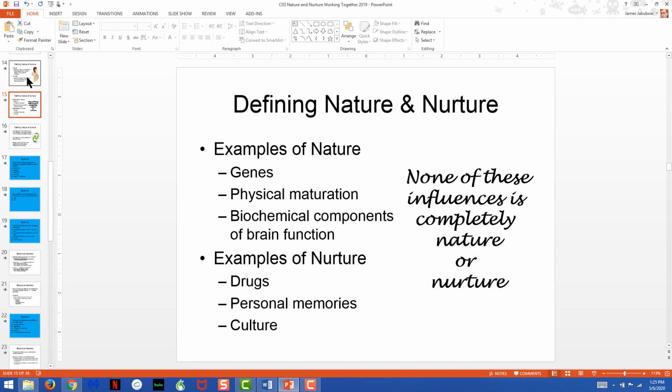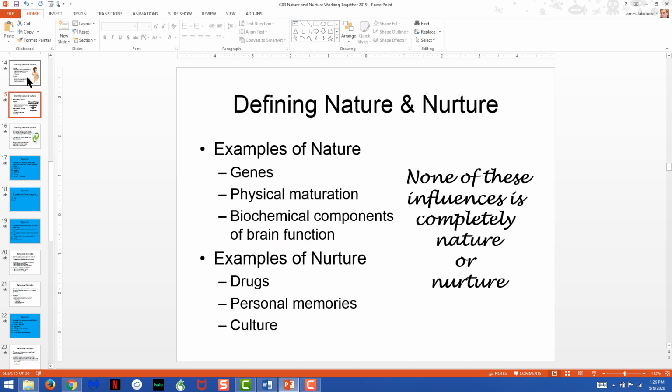Some of the examples of nature include things like your genes, the very general term physical maturation, biochemical components of brain function, and common examples of nurture involve things like drugs, because drugs come from outside you, so that would be an environmental influence. Personal memories are things that you experience. The memory, you may think, is a thing inside your brain and therefore it's biological, except the specific memory that you have comes as a result of interacting with the environment, so memories would be referred to as an environmental aspect. And of course, culture, which is just a broader version of the whole story of personal memories. Culture just involves all of the people that you come in contact with in a specific geographic location.